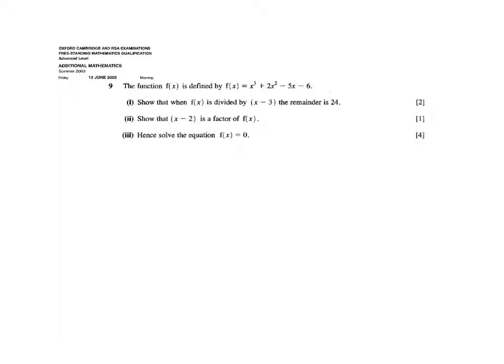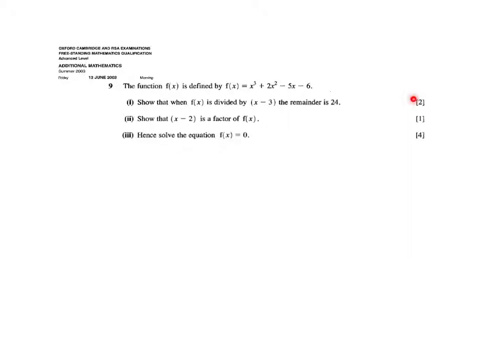So this question is about a cubic function, which we can see here, x cubed, x to the 3 being the highest power, so it's a cubic. And the first question says show that. So we don't need to prove it, we just need to demonstrate that when f of x is divided by x minus 3, the remainder is 24. Note there are only 2 marks for this, so there shouldn't be a huge amount of work required.